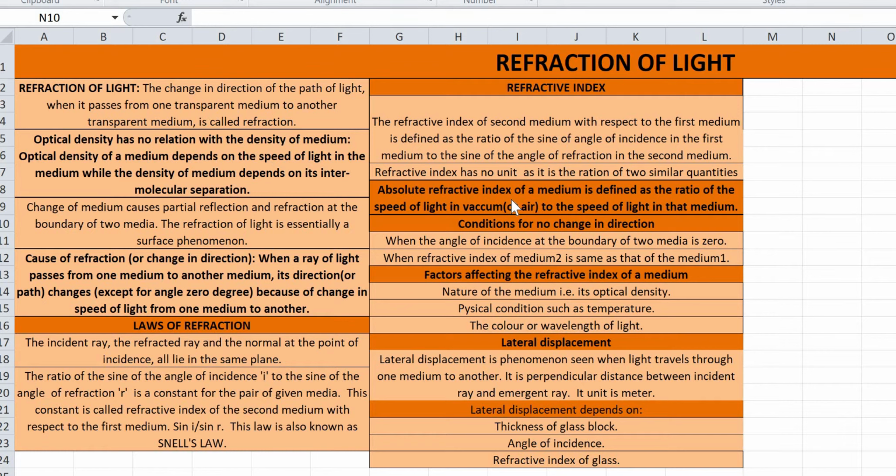So now absolute refractive index. The absolute refractive index of a medium is defined as the ratio of the speed of light in vacuum to the speed of light in that medium.